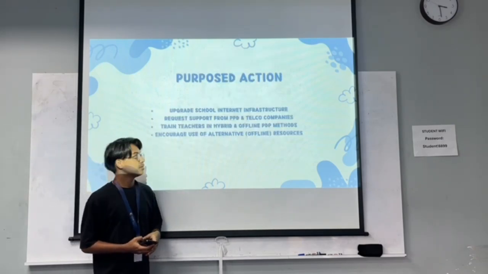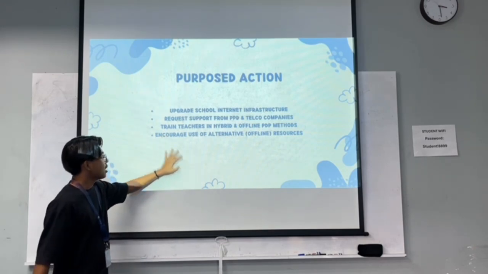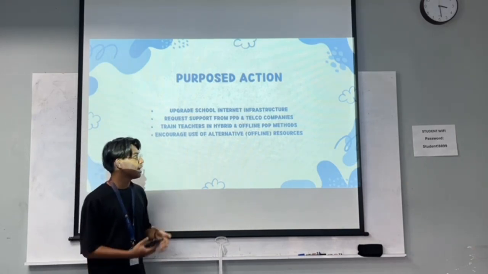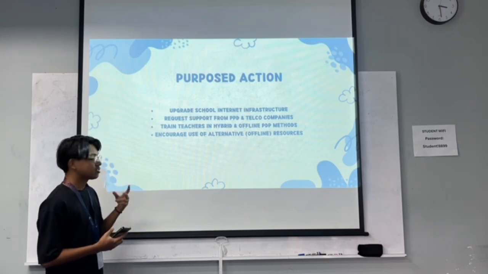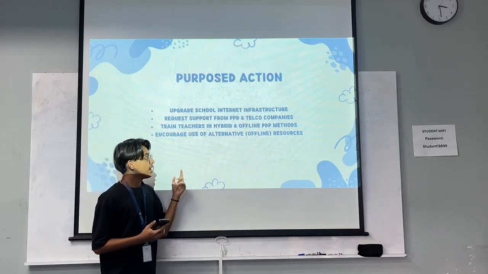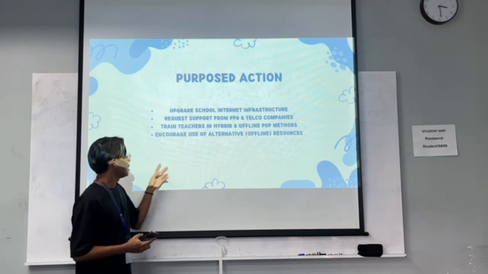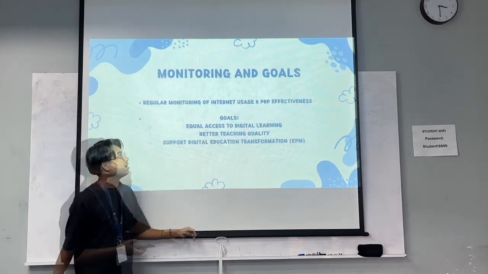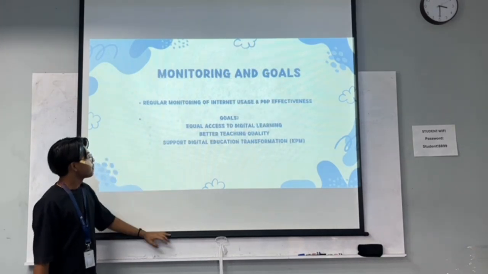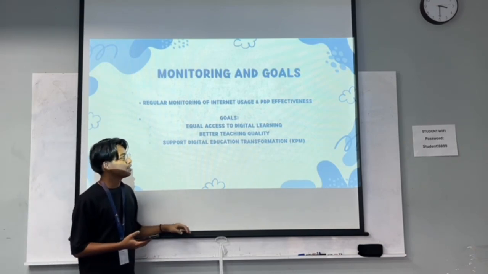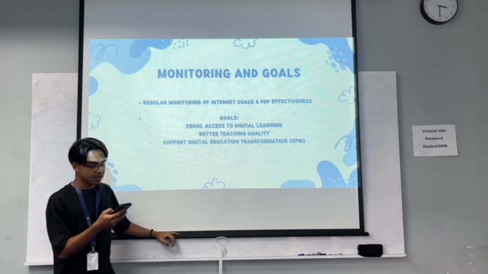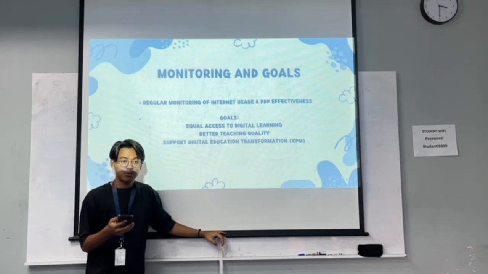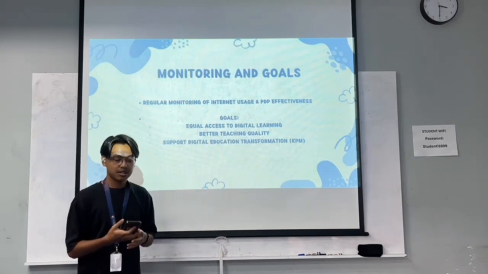And proposed action. Therefore, number 1 is upgrade school internet infrastructure. Number 2 is request support from BBD and telco companies. Number 3 is train teachers in hybrid and offline PdP methods. And number 4 is encourage use of alternative offline resources. Monitoring and goals. Regular monitoring of internet usage and PdP effectiveness. Our goals include improving digital access for all, enhancing PdP quality, and supporting the national digital educational agenda.